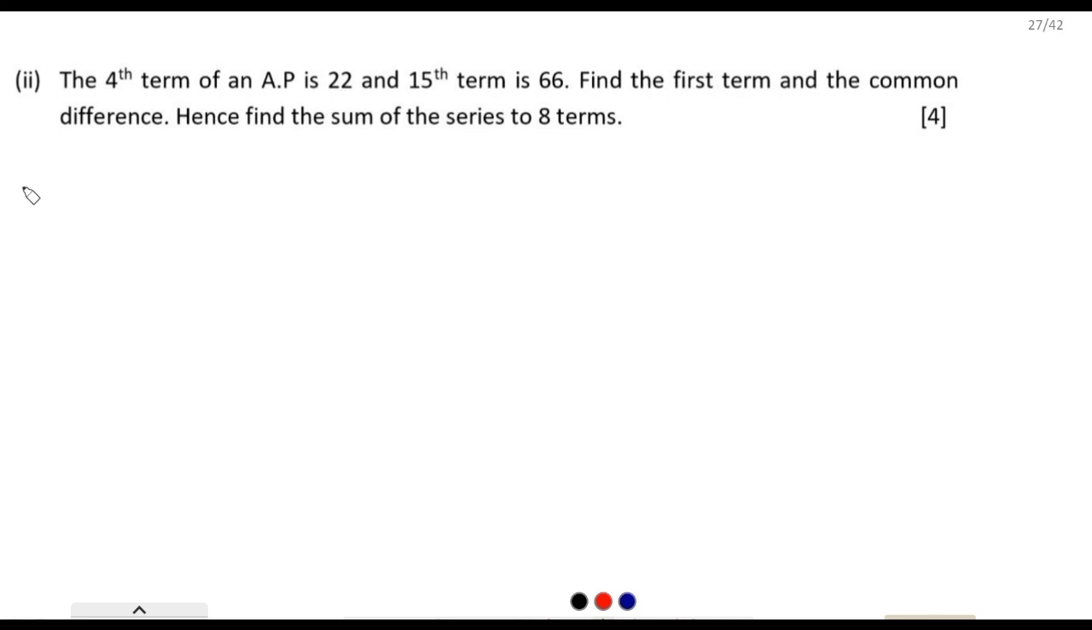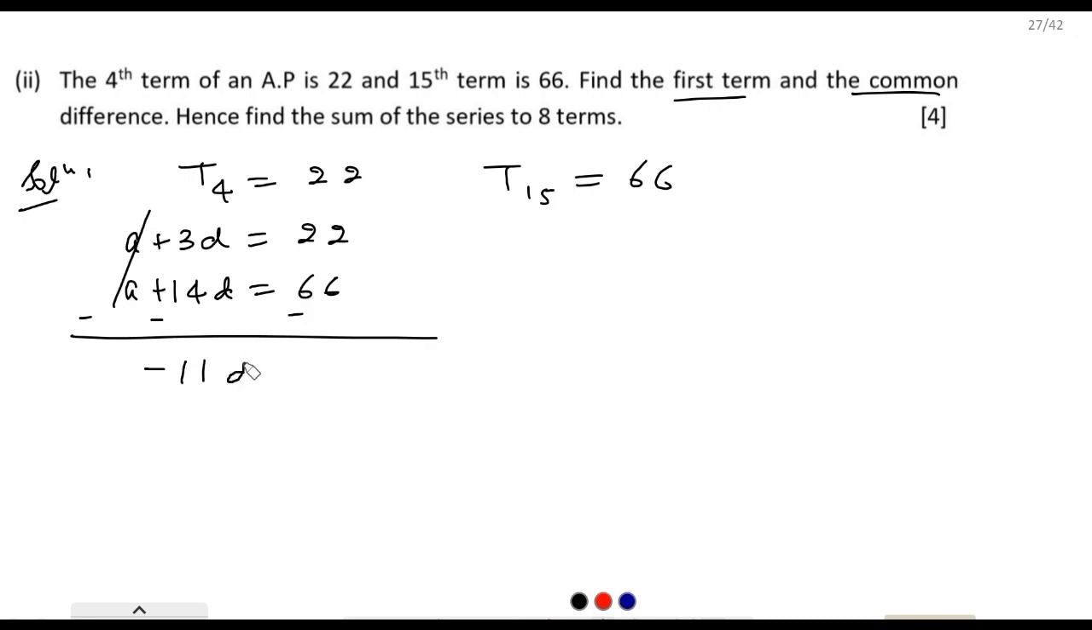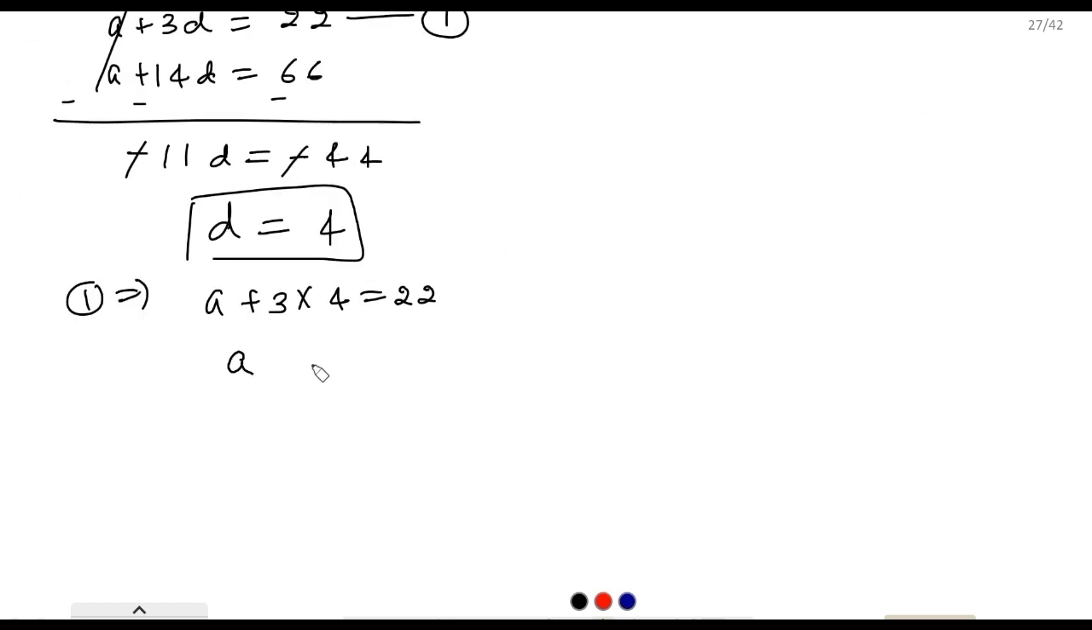Fourth term of an AP is 22 and 15th term is 66. Find the first term and common difference. Fourth term is A plus 3D, and 15th term A plus 14D is equal to 66. Common difference D is 4. The first term is 10.